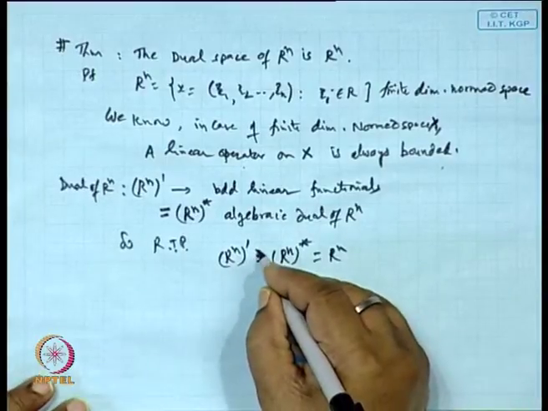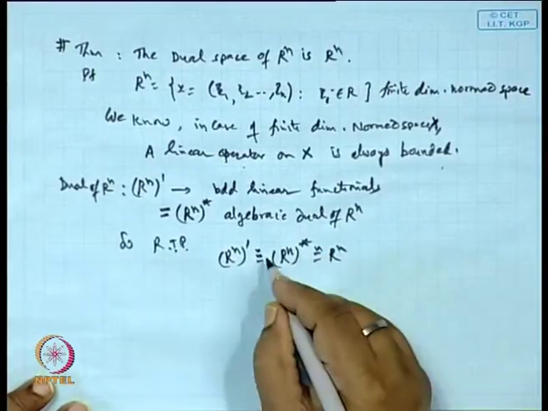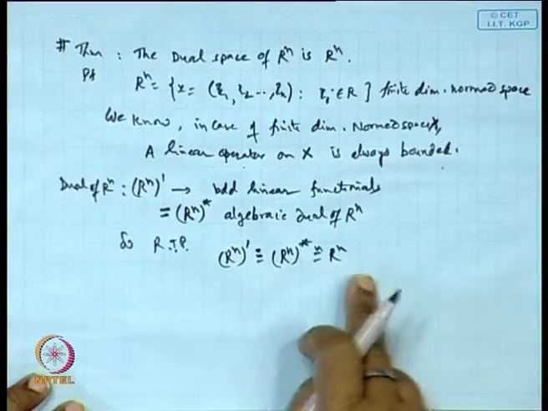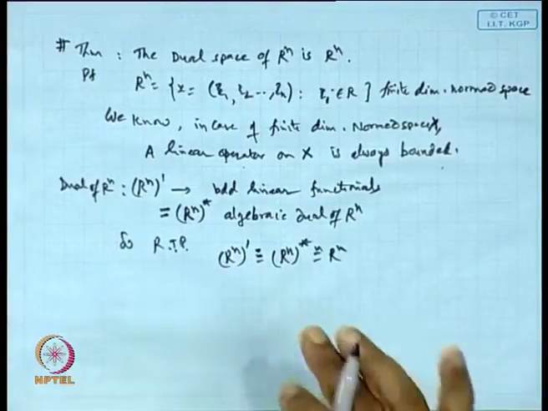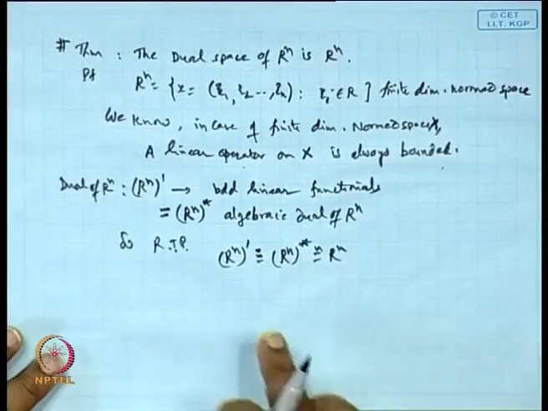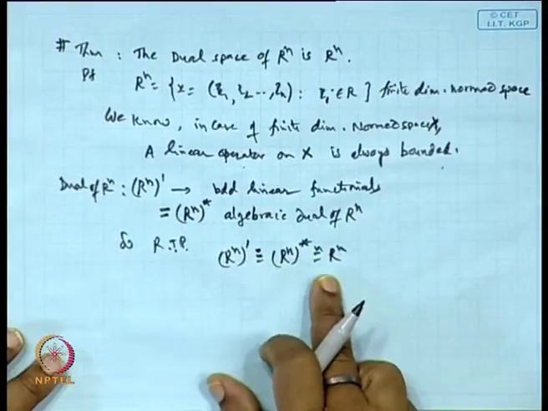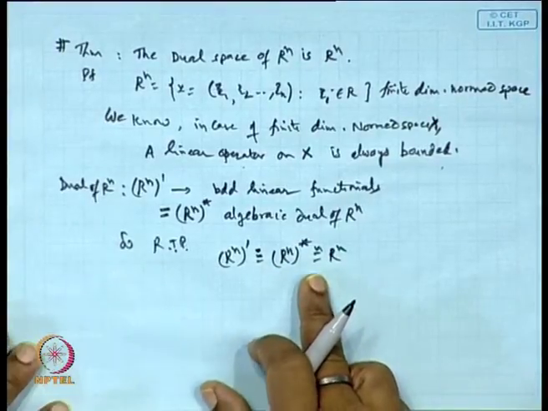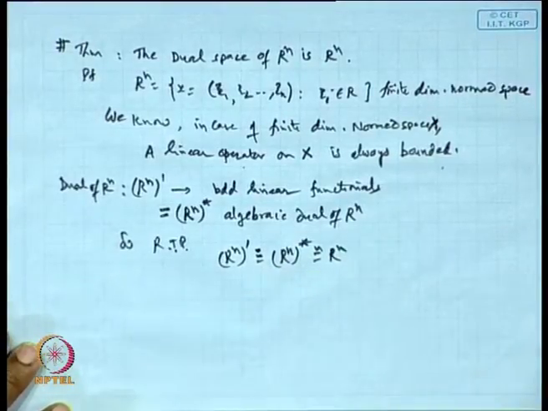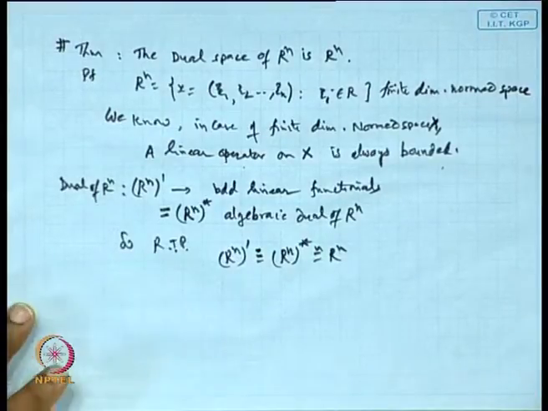That is our claim: the dual is isomorphic to R n. So, we have to establish a mapping from R n star to R n, which is one-one onto and preserves the norms. So, that is okay.